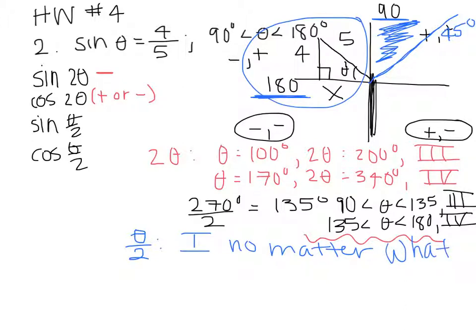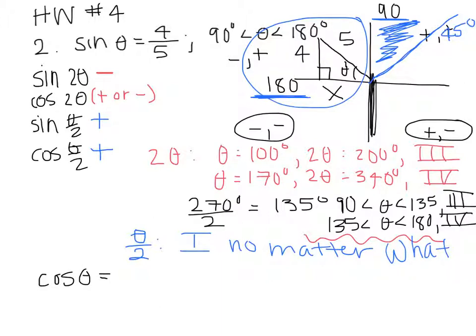So I get to say that sine of theta over 2 and cosine of theta over 2 are going to be positive. Now, the last setup that you need from me for this problem is figuring out how to find cosine. So you're given sine theta equals 4/5, but now you need to find cosine theta.